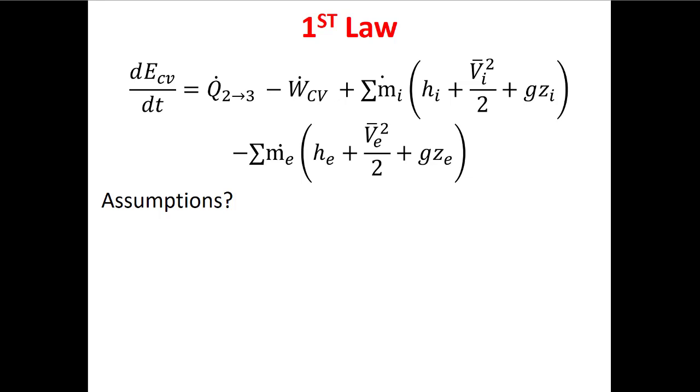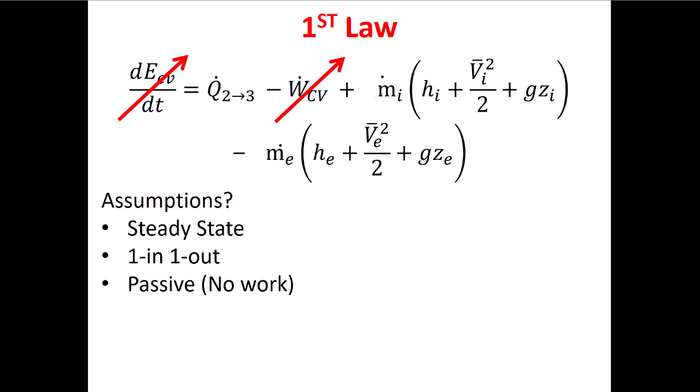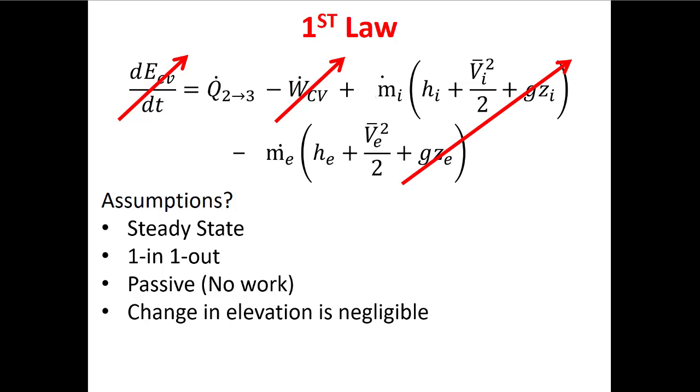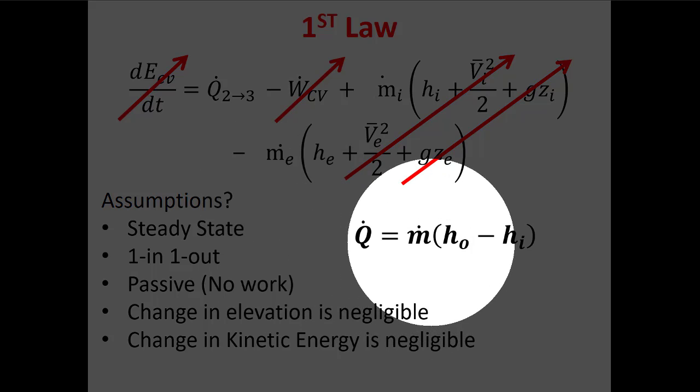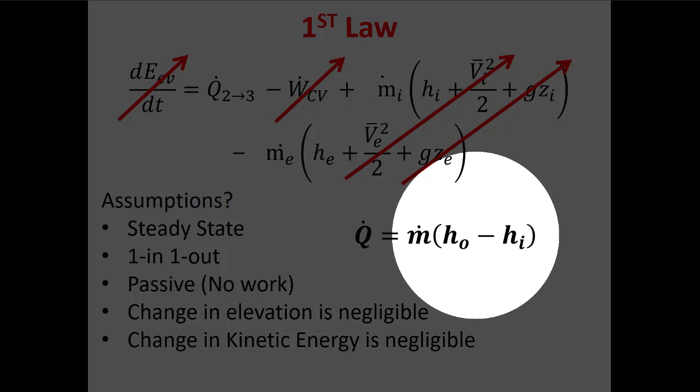Now I'm going to move to my first law. I've already assumed that we're at steady state and that we have one inlet and one outlet. I'm further going to assume that there's no work going on inside my control volume. There are no fan blades spinning to drive this flow, and we're not harnessing energy like we would in a turbine. So we're going to get rid of this power term. We're going to say that the change in potential energy is negligible, and that the change in kinetic energy is negligible. What we're left with is an equation that hopefully we're starting to get a little bit familiar with: the heat transfer rate, Q dot, is going to be m dot times h out minus h in.